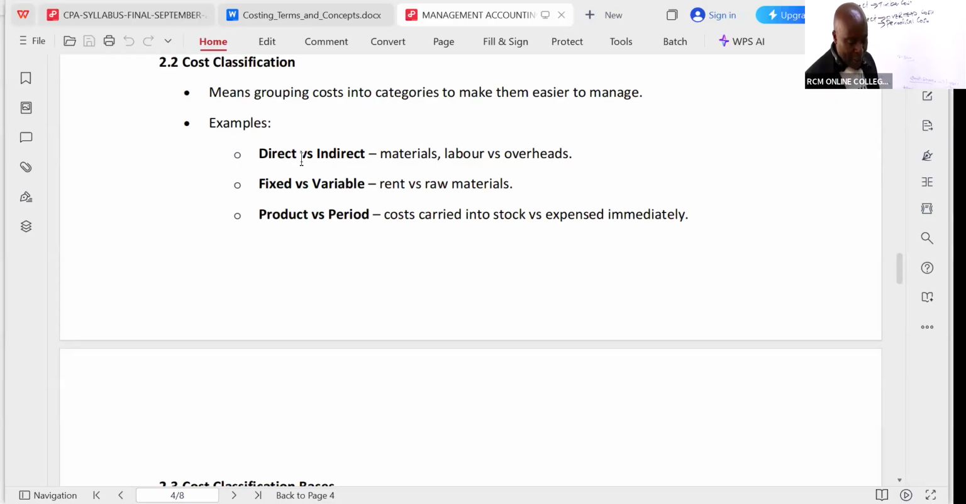So you can see direct versus indirect. Material and labor, these are direct, and then overheads is indirect. Then we have fixed versus variable. Like rent is always fixed. Raw materials will be variable.